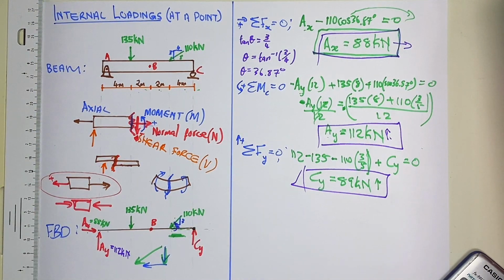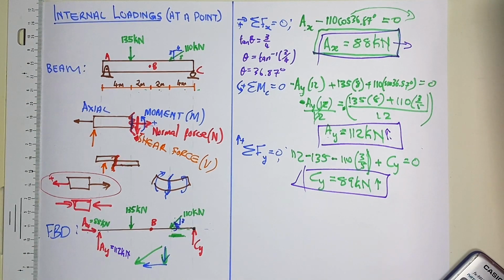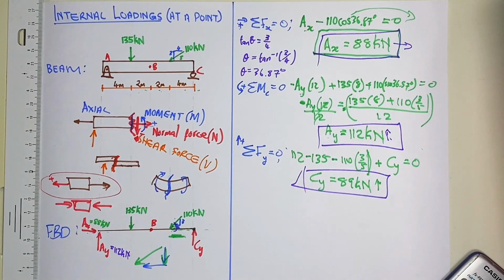Now what else am I going to look for? I'm now going to look for my internal loading, which was the point of all this. After I find my support reactions, I then open up my beam to find the internal loadings. So how am I going to do that?